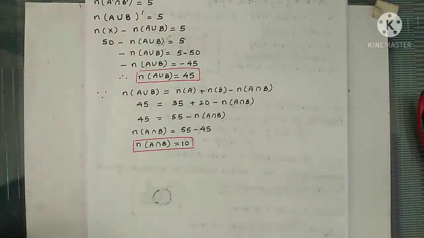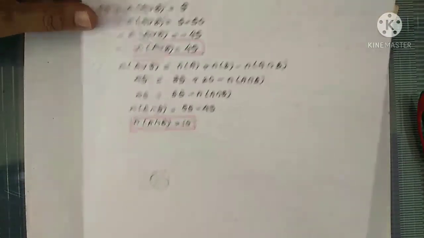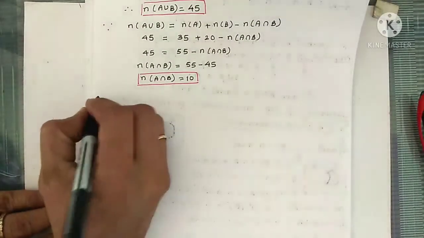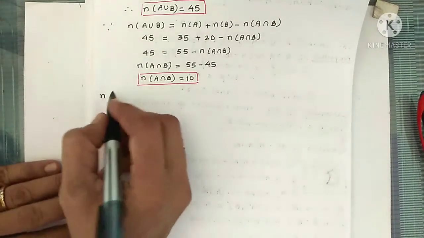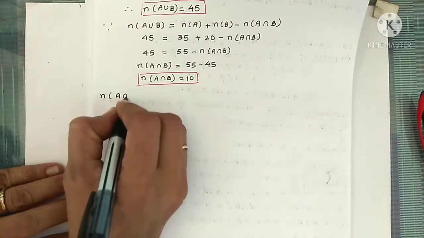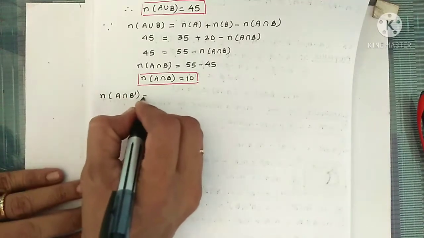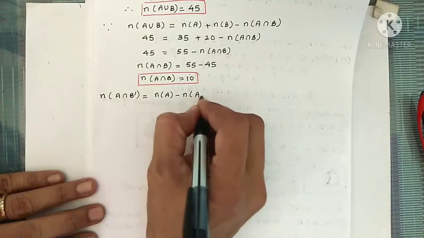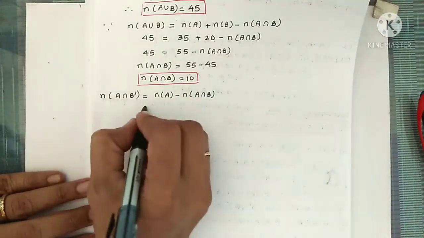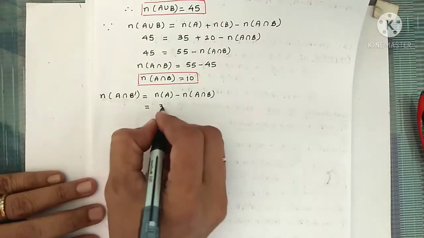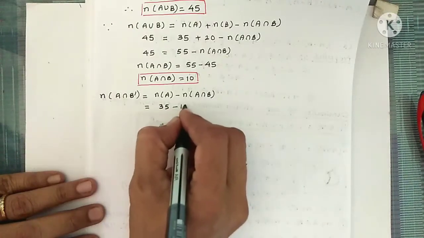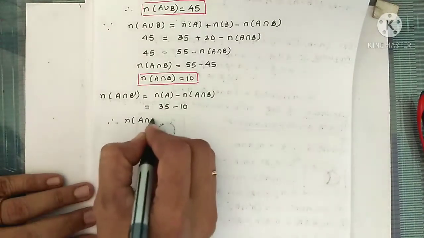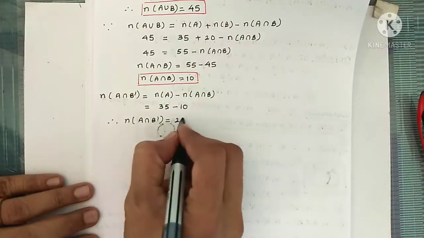Now let's find the remaining ones. We have n(A union B), n(A intersection B), n(A), n(B) and n(X), so we can find the values of the remaining terms. n(A intersection B') is n(A) minus n(A intersection B). So n(A) is 35 minus n(A intersection B) is 10. Therefore, n(A intersection B') equals 25.